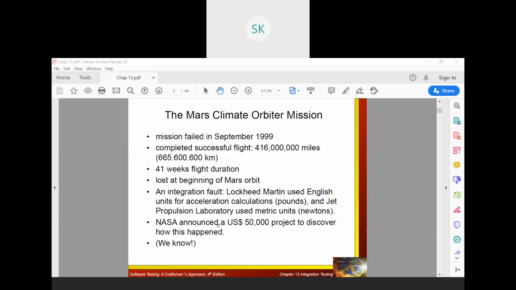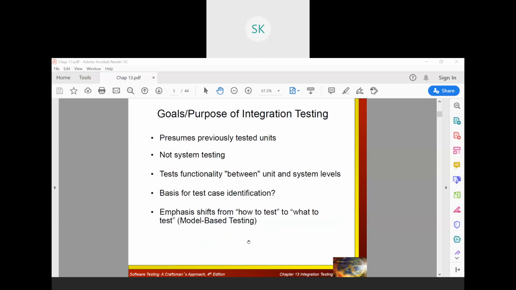NASA announced a US dollar 50,000 project; 50,000 US dollars was invested on the project to check where it went wrong. So this is the problem we will face if we don't integrate properly. That is the major agenda, and that is the goal and the purpose of integration testing.